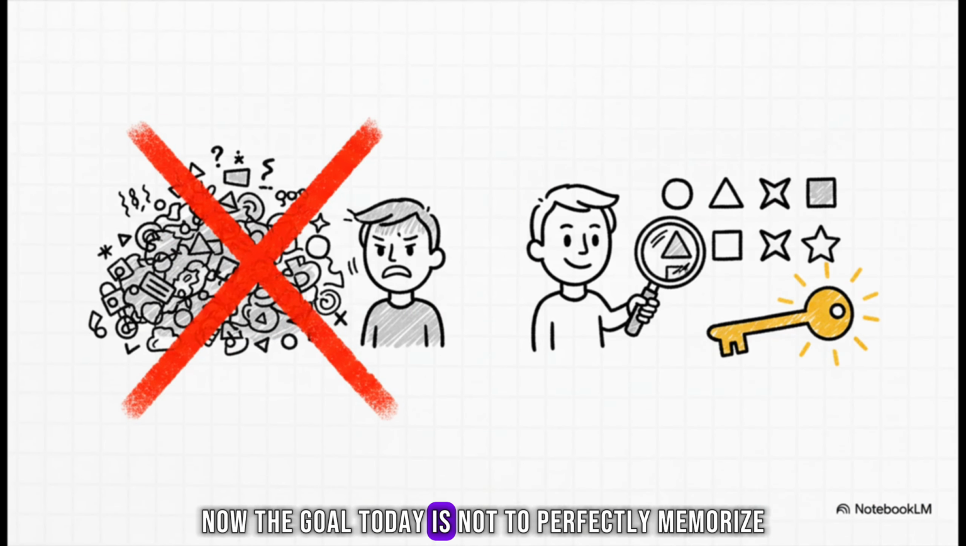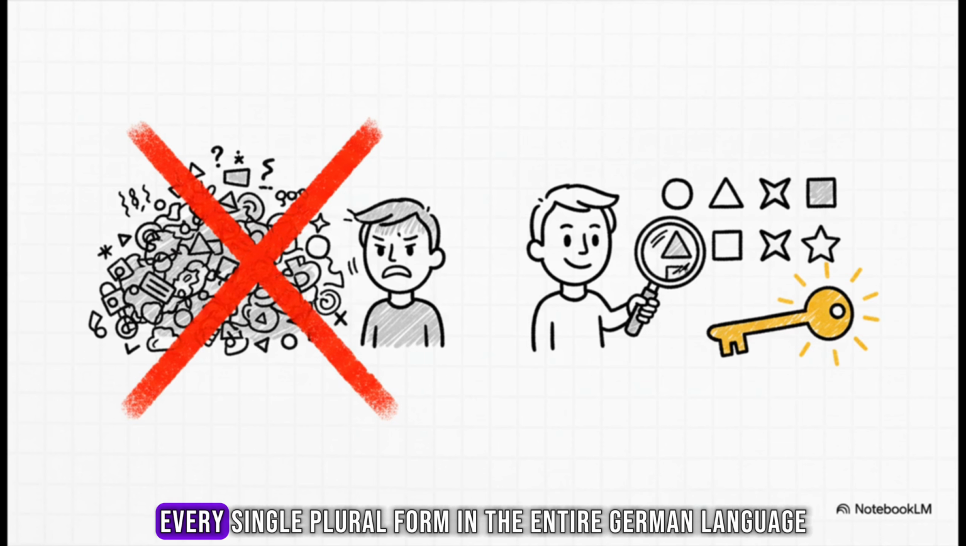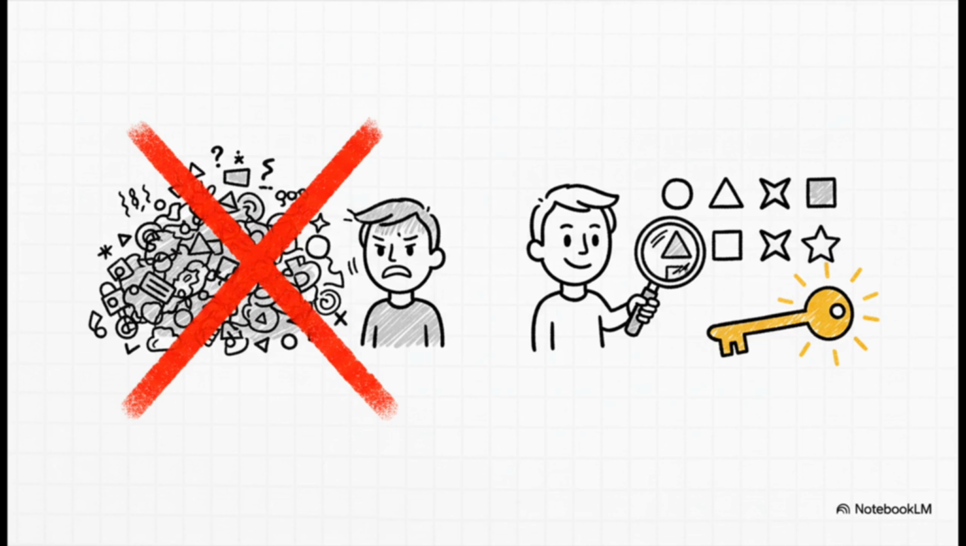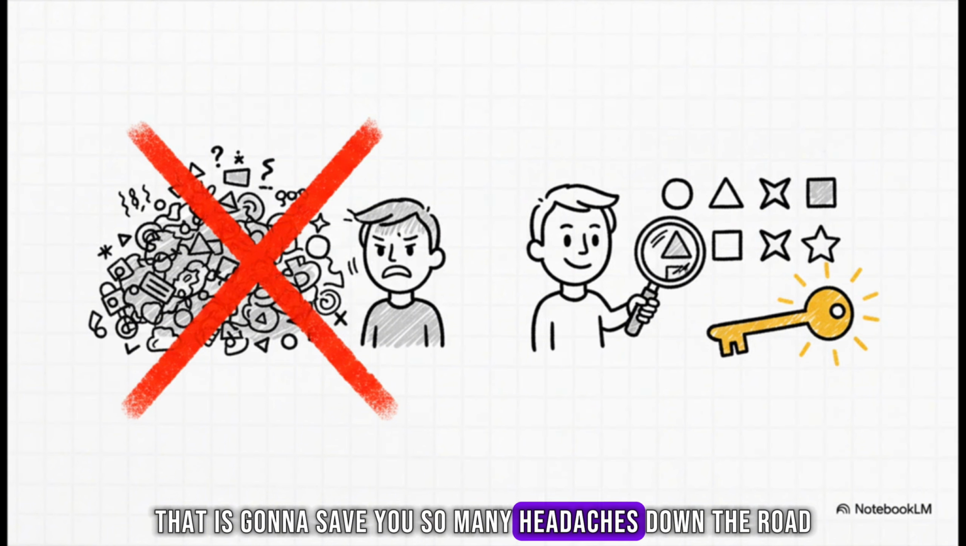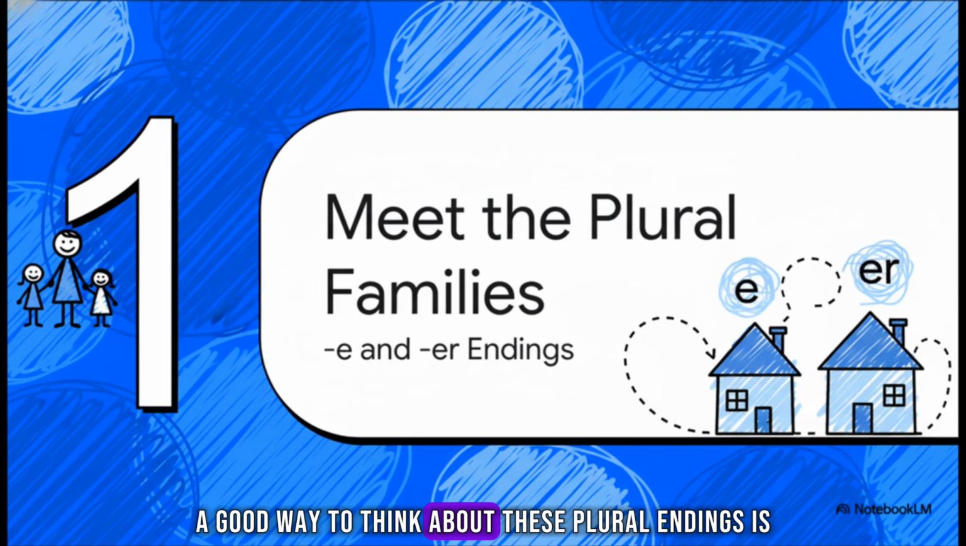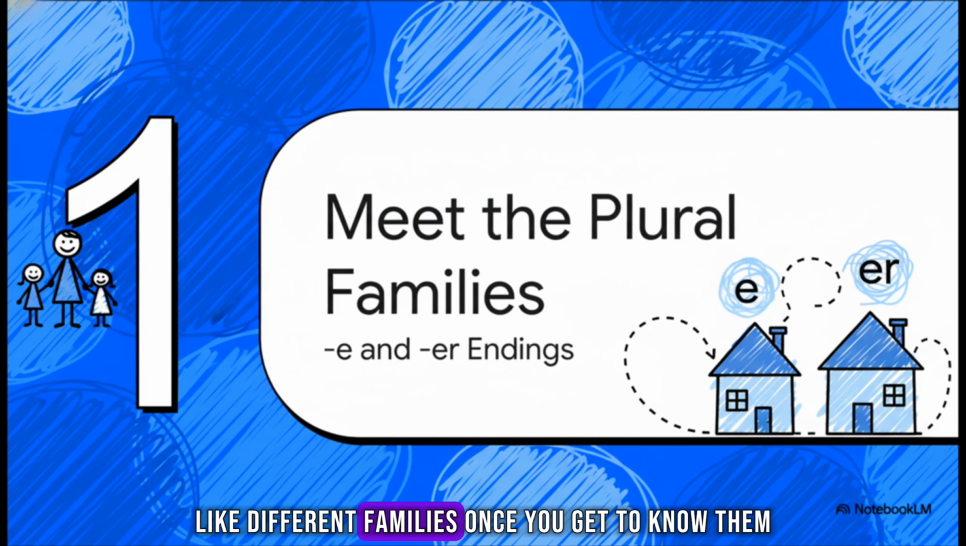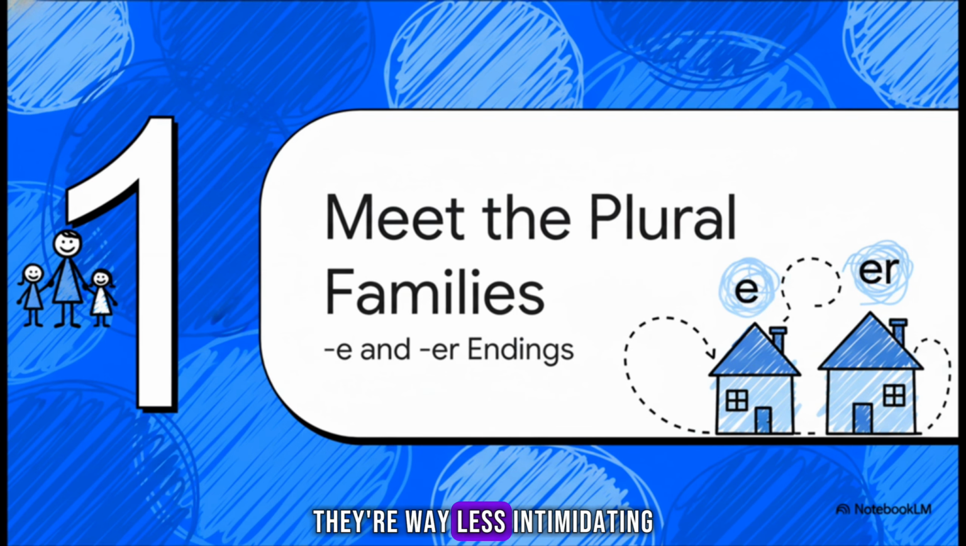Now, the goal today is not to perfectly memorize every single plural form in the entire German language. I mean, that would be impossible. The real goal is to start seeing the patterns, and most importantly, to learn the one single habit that is going to save you so many headaches down the road. A good way to think about these plural endings is like different families. Once you get to know them, they're way less intimidating.